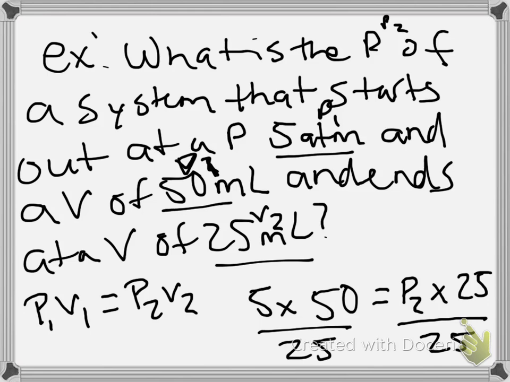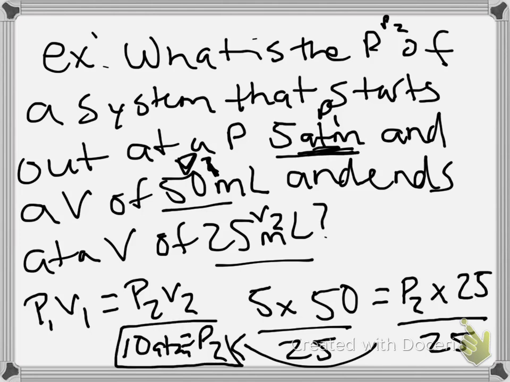So in my calculator, I'm going to type 5 times 50 divided by 25. And that gives me 10. 10 what? We have to look at the measurements for P1. Since P1 was in atm, then P2 must also be in atm. Let's do one more of these, but let's do one that has a conversion in it.